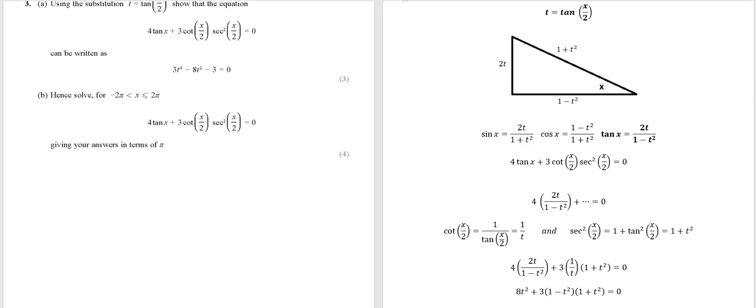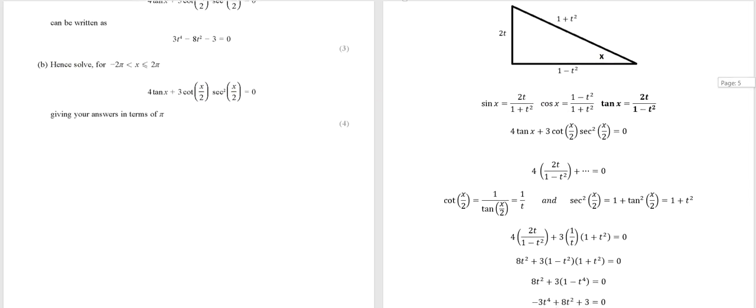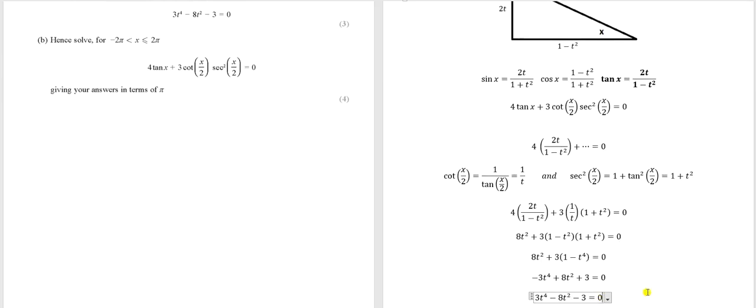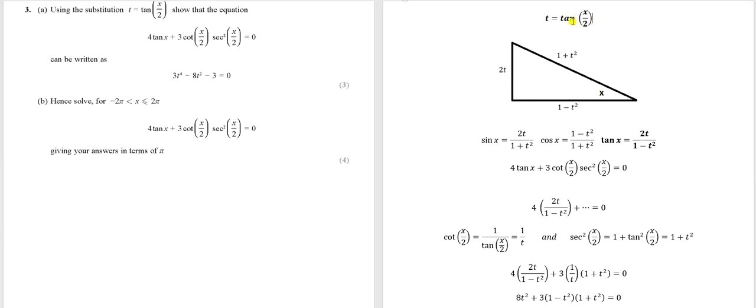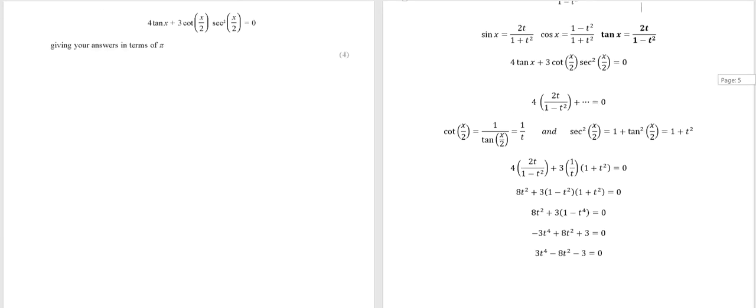It's quite common on maths or further maths papers for a small change to happen between part A and the hence in part B. In this case, we're going to use exactly that, which means the solutions to our equation involving t will correspond directly to solutions for this one. Just bear in mind when you've found the values for t, you still have a little bit of work to do to find values for x, because t is not the same as x. t is equal to tan of x over 2.